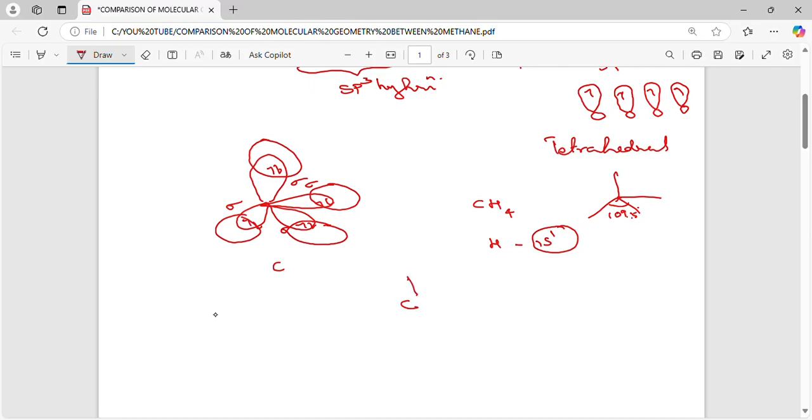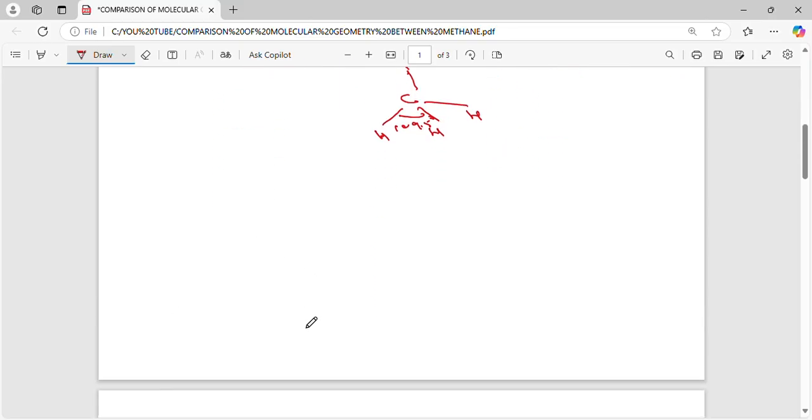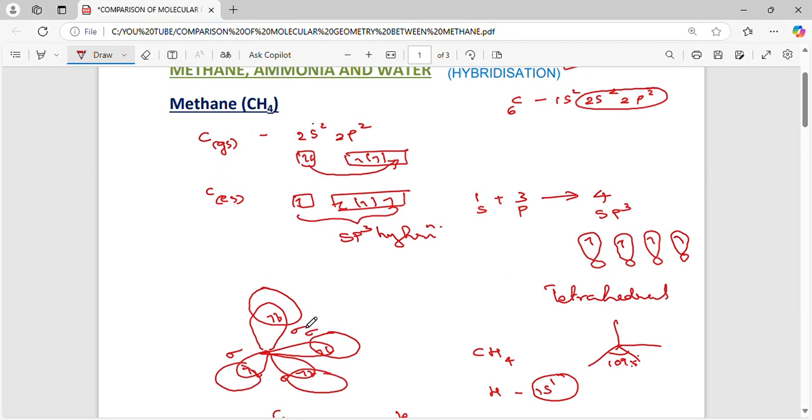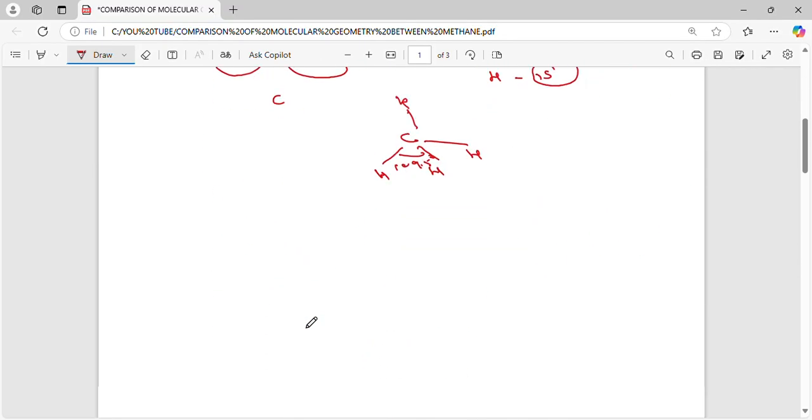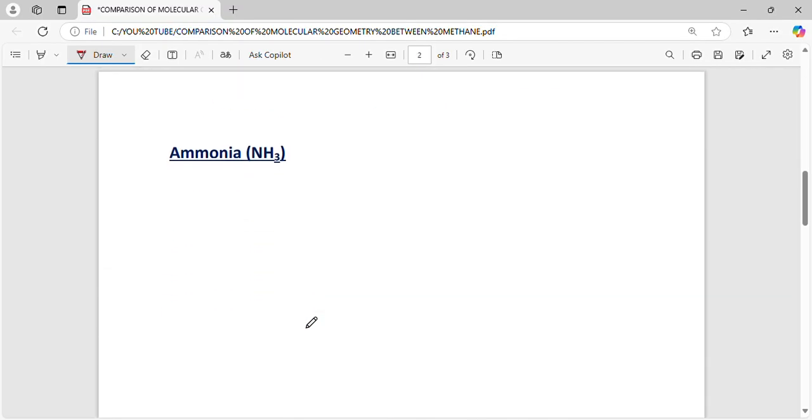So the shape of the molecule will be like this, CH4, with a 109.5 degree bond angle. This shape is called tetrahedral geometry. Now that is about CH4, and let's compare this molecular geometry with ammonia.